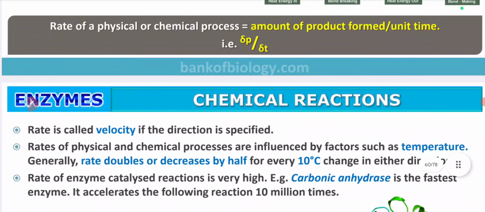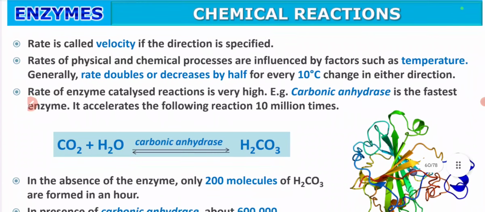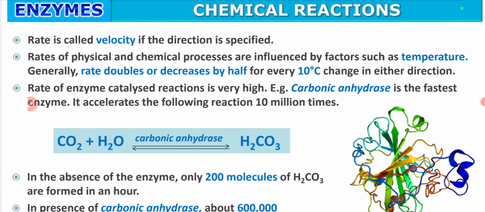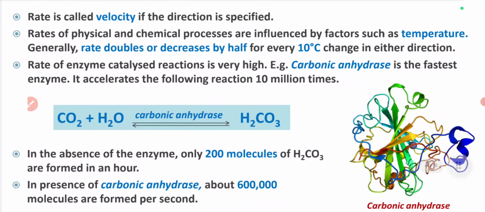Rate of a physical or chemical process is equal to the amount of product formed per unit time. Rate is called velocity if the direction is specified. Rates of physical and chemical processes are influenced by factors such as temperature. Generally, the rate doubles or decreases by half for every 10 degree Celsius change in either direction.